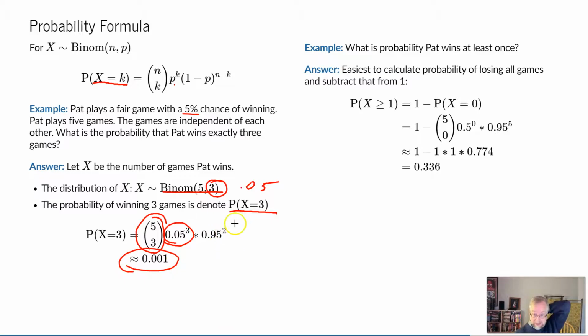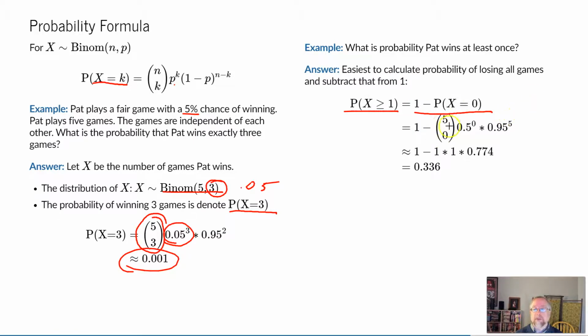Now, on the other hand, and this might surprise you, given there's only a 5% chance of winning, what is the probability that Pat wins at least once out of 5 games? This is a probability question, and it's easier to calculate the probability of losing all the games and subtracting that from 1. So we'll do that. The probability that x is greater than or equal to 1 is 1 minus the probability that x is 0.